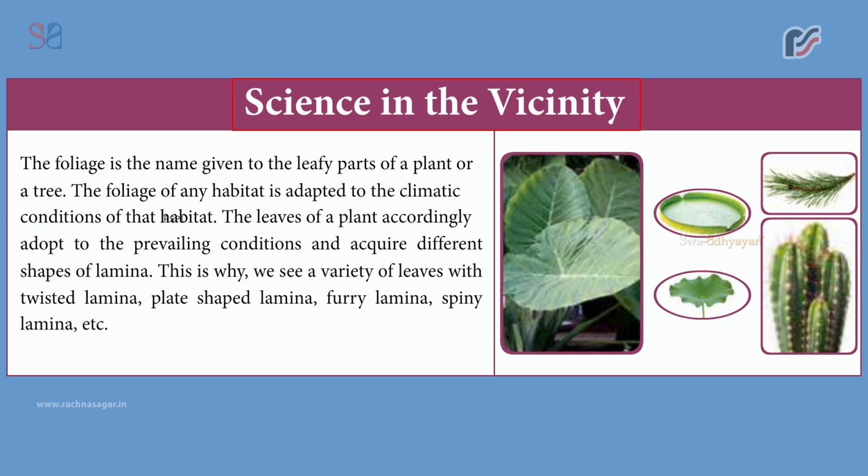Signs in the vicinity. The foliage is the name given to the leafy parts of a plant or a tree. The foliage of any habitat is adapted to the climatic conditions of that habitat. The leaves of a plant accordingly adapt to the prevailing conditions and acquire different shapes of lamina. This is why we see a variety of leaves with twisted lamina, plate-shaped lamina, furry lamina, spiny lamina, etc.